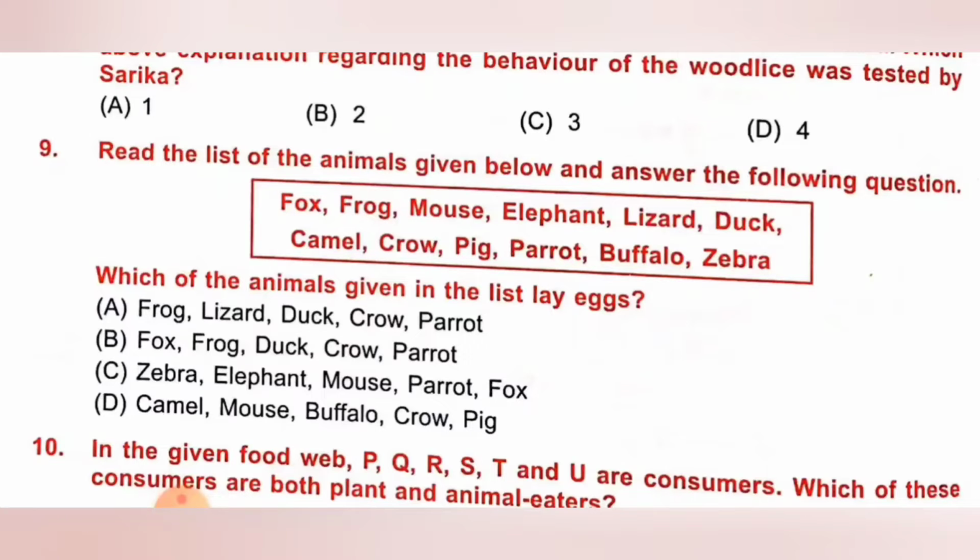Here fox is a mammal, so it gives direct birth. Option C, zebra, elephant, mouse, parrot, fox. In this option, zebra, elephant, mouse and fox are mammals which give direct birth. D, camel, mouse, buffalo, crow and pig. Here camel, mouse, buffalo and pig will give direct birth. So the animals given in the box which lay eggs are frog, lizard, duck, crow and parrot. So option A is the correct answer.